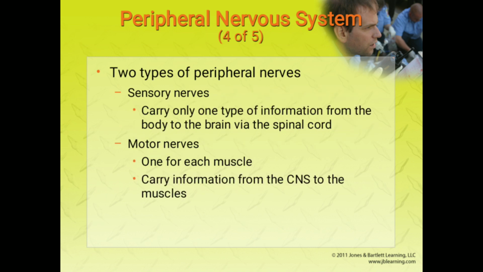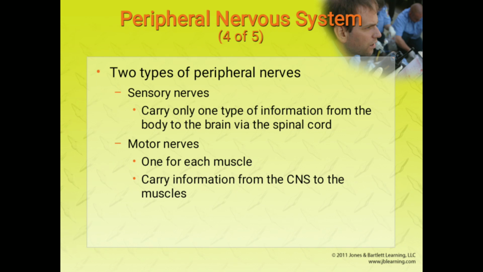There are two types of peripheral nerves. These include sensory nerves, which carry only one type of information from the body to the brain by the spinal cord. Sensory nerves are only associated with sensing the changes in either the external or internal environment of the human or some other animal.